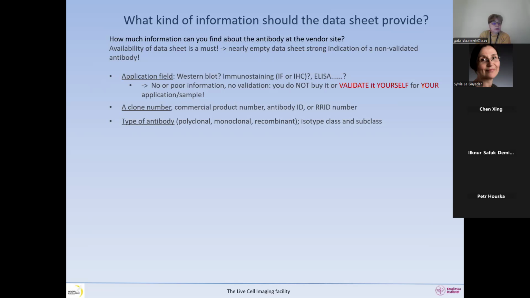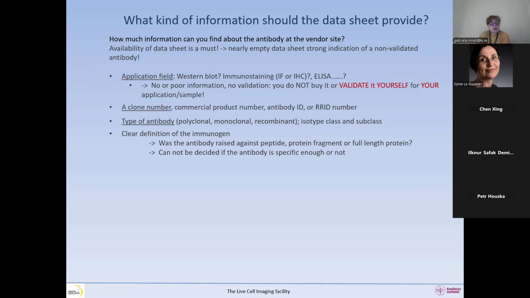What type of antibody is it? A polyclonal, a monoclonal, a recombinant, or what type of isotype, class, and subclass. If you don't know this, it will be very hard to assess your results, and also to design, for example, what kind of secondary antibody you should use.